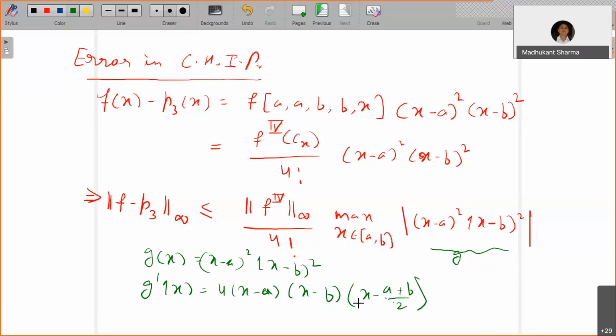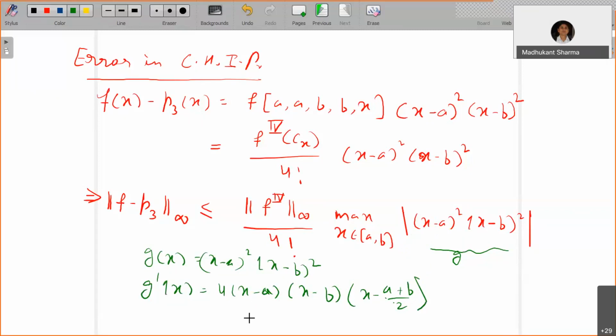At x equals a, the value is 0. At x equals b, the value is 0. So only the point (a + b)/2 remains. If you substitute here, you will get the maximum. Replacing (a + b)/2 minus a gives (b - a)/2. So ((b - a)/2) squared times ((b - a)/2) squared, that is ((b - a)/2) to the power 4.